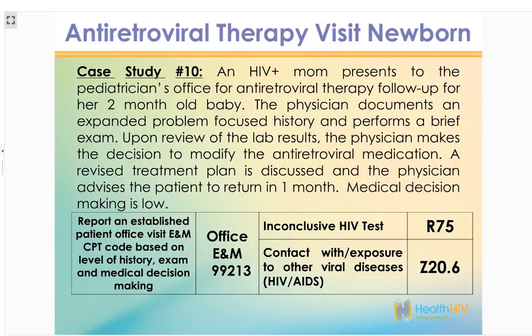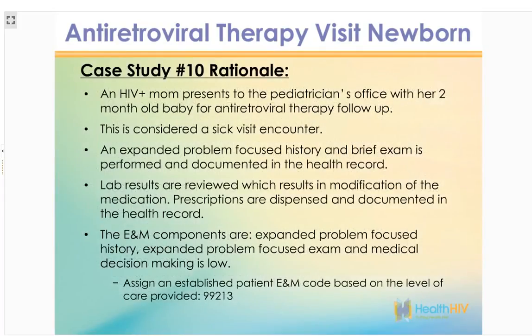This is a false positive or inconclusive HIV test, R75, and Z20.6 for pre-exposure prophylaxis. And here is the rationale for the codes that we selected.